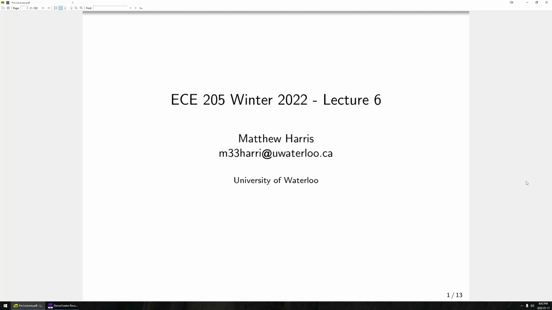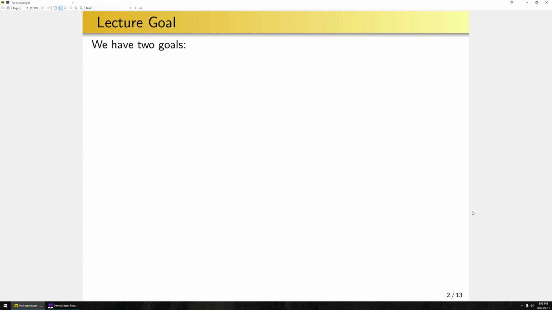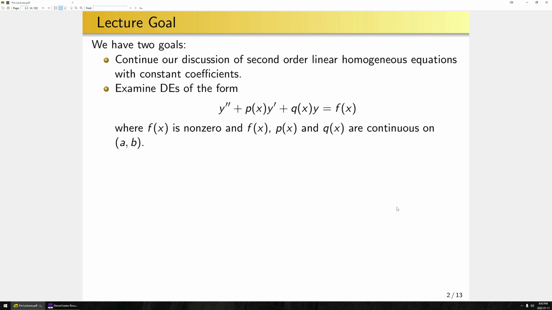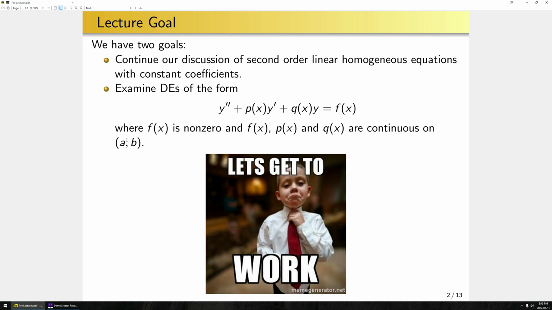Hello ECE 205. Last time we left on a cliffhanger, so let's get into it. For this lecture we have two goals. The first goal is to continue our discussion of second order linear homogeneous differential equations with constant coefficients and to analyze those three different cases depending on the value of the stuff under the square root. After that, we are going to examine differential equations of this form where f of x is now non-zero. So explicitly, linear second order non-homogeneous differential equations. Okay, so let's go to work.